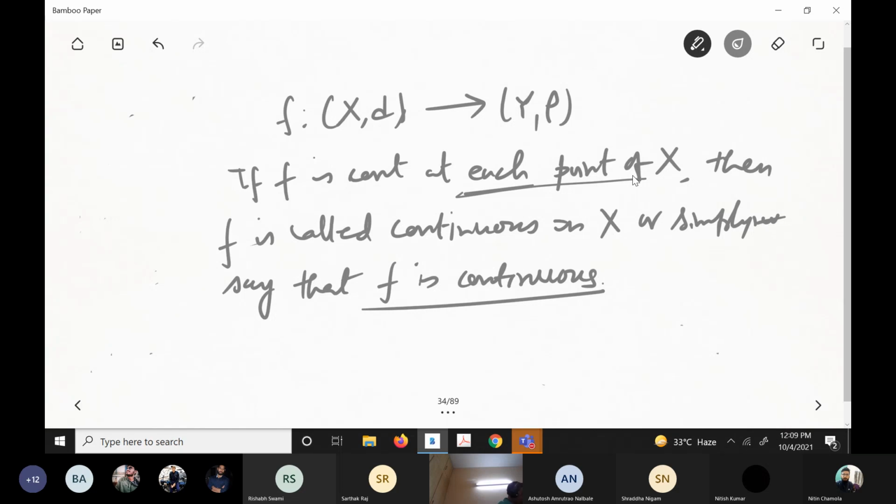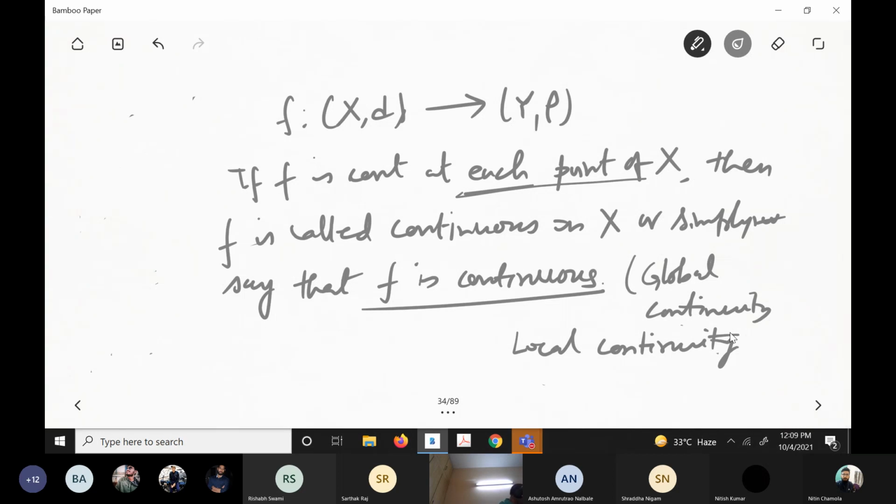Okay. Now, some people call this global continuity. That means continuity on the whole thing. Whereas if you just take a point, then it is called local continuity. Okay, right. Now, I have given the examples on that. Okay, that you should read.